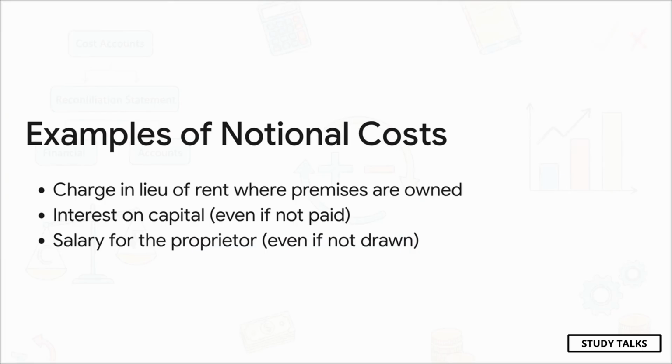The best way to understand this is with an example. The classic one is rent on a building the company owns. Think about it. If you own the factory, you don't pay rent, so in the financial accounts, the rent expense is zero. But the cost accountant might say, hang on, if we didn't own this building, we would have to pay, say, $50,000 a month in rent. That's a real cost of using this asset. So they'll charge a notional rent of $50,000 in the cost sheet. This gives them a much better idea of the true cost of their product.